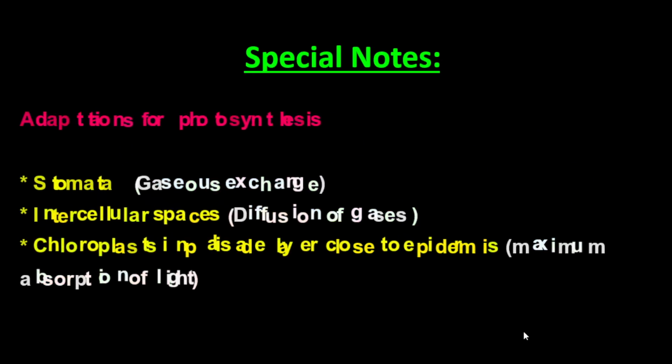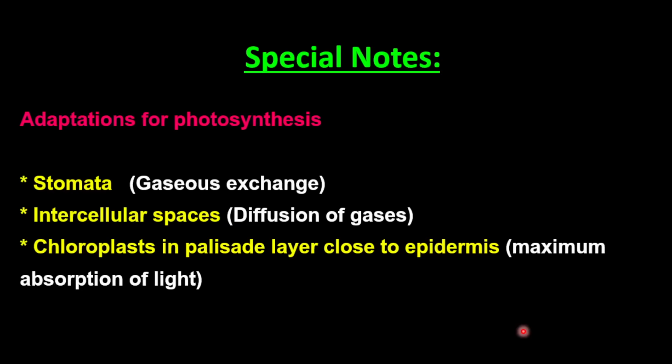Next thing on the list, just a continuation here: we need to talk about adaptations for photosynthesis. For example, stomata are used for gas exchange. I know that was on the last exam, or if not, a recent exam. Then you have intercellular spaces, which we mentioned in terms of the mesophyll cells, for diffusion of gases. We also have chloroplasts in the palisade, closer to the epidermis, as I mentioned earlier, for maximum absorption of light.